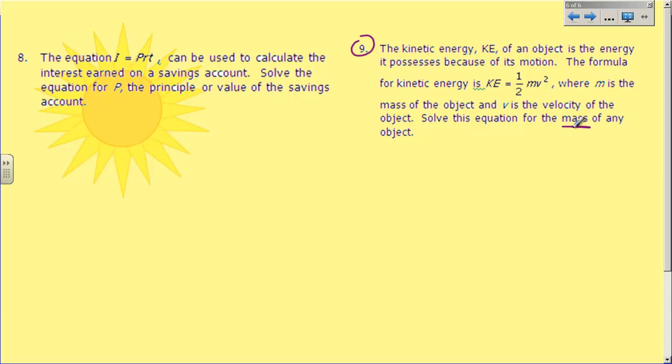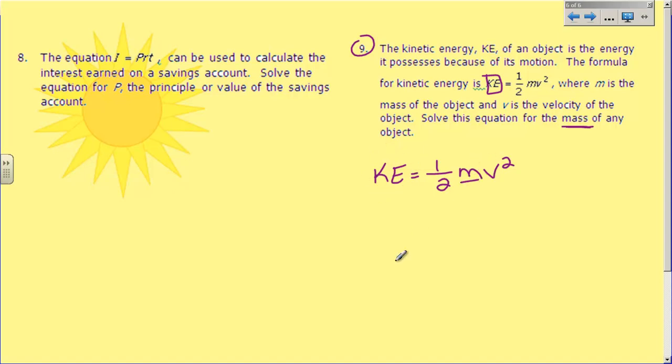We want to solve this equation for the mass, which means we want M by itself. So here is the equation. And we want the M by itself. Something I need you to know right off the bat: this KE serves as one variable on its own. It stands for kinetic energy, and we're going to leave it as 2 letters because in science class it'll be 2 letters. It is not 2 separate variables. It is one variable together.